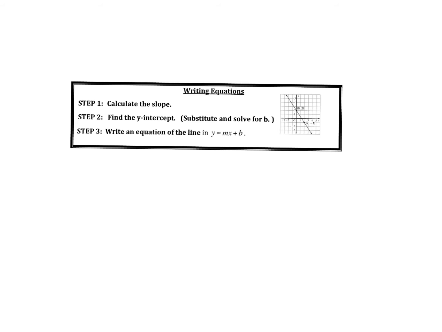In this lesson, we're going to write linear equations in slope-intercept form from 2 points. So let's go back and review the steps in writing equations. Step 1, we're always going to find the slope. Step 2, we're always going to find the y-intercept. And step 3, we're going to write the equation of the line in the y is equal to mx plus b form.